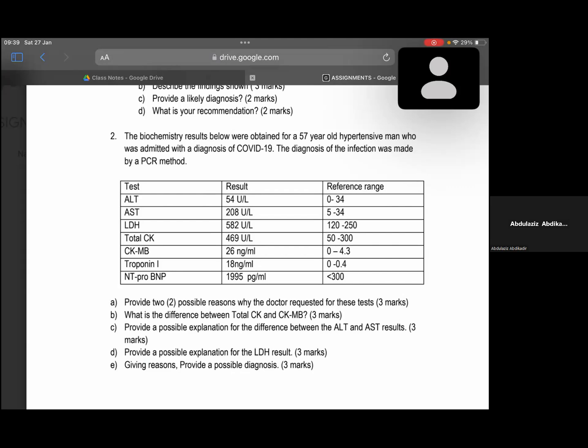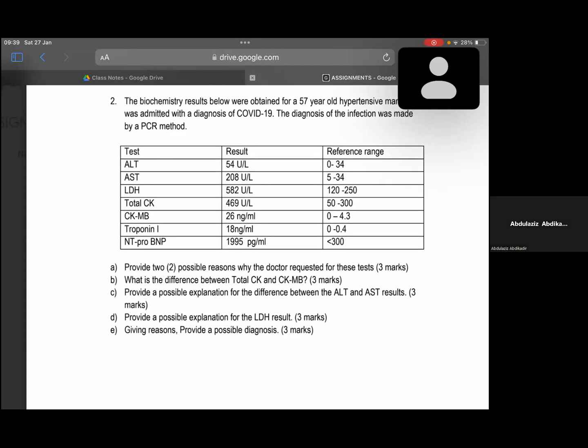So giving the diagnosis, giving reasons, provide a possible diagnosis. Here is where now I want your input. I will not let this slide. I will let you say, what are the possible diagnoses from the table? Because I've interpreted for you, I've answered the questions for you, but this one, it will tell me at least you've learned something from the cardiac biomarkers. So possible diagnosis, you can easily just type it. Yes, acute MI.